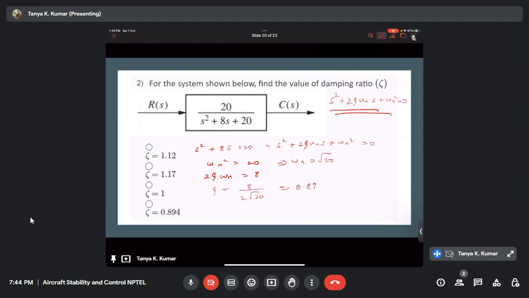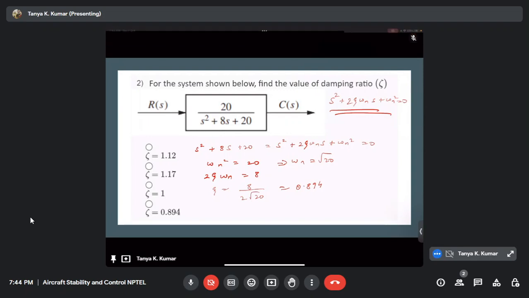0.894. Correct me if I am wrong, okay? I gave you a couple of minutes to solve, and correct me if I am wrong. Okay, let's go to the next question.